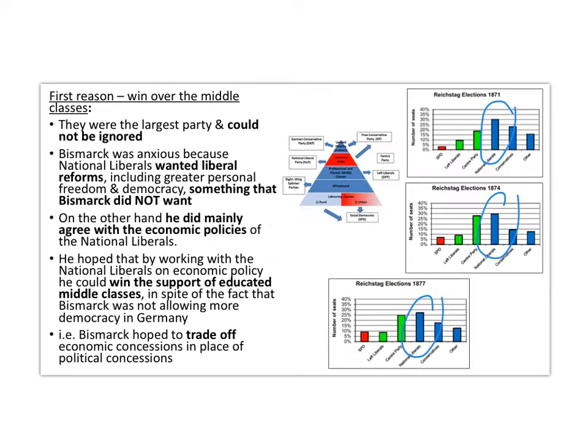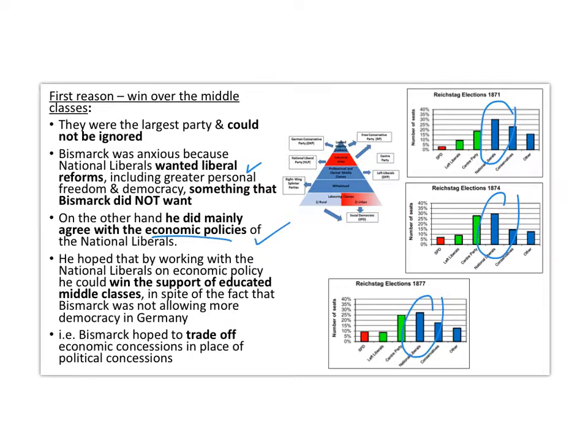But he was anxious because they wanted liberal reforms. In other words, to give more power to the middle classes. But he did mainly agree at that time with their economic policies. They wanted free trade. Bismarck could see the benefits of that, okay, because that would strengthen national unification.